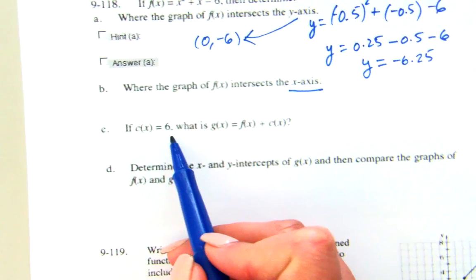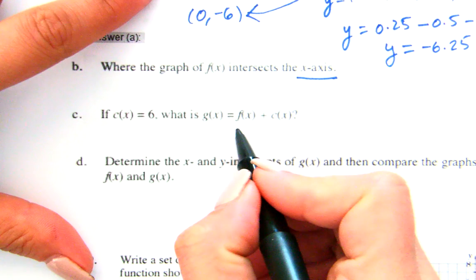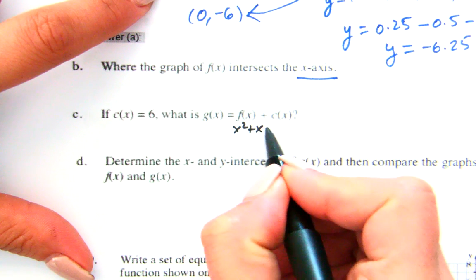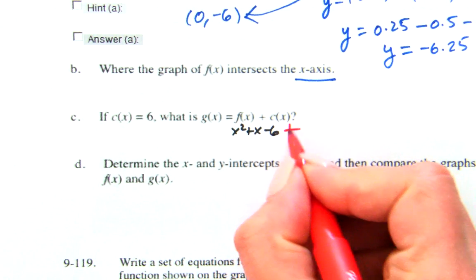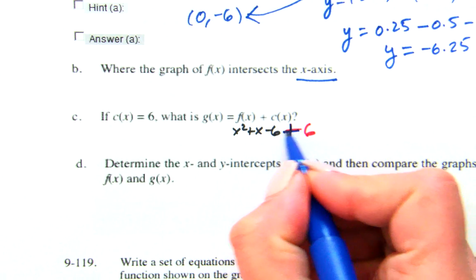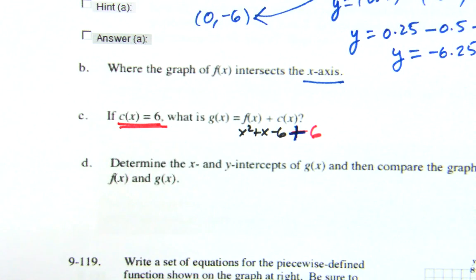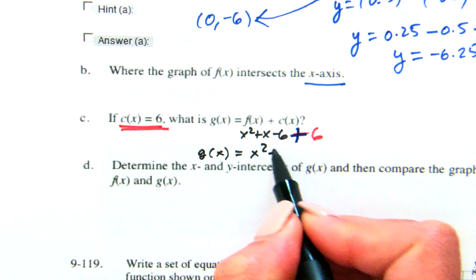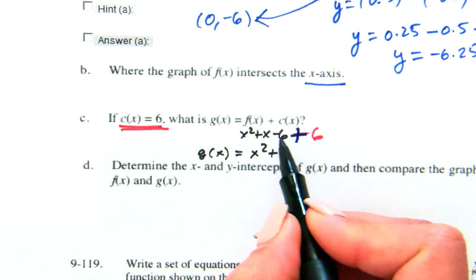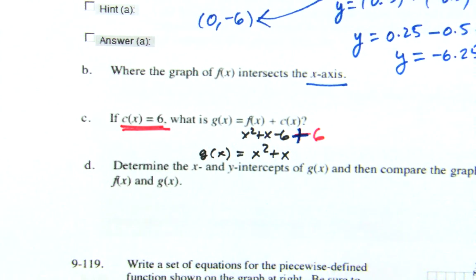Okay, and then it says if c of x equals 6, what is g of x equals f of x plus c of x? So we're really just combining functions here. So if f of x is x squared plus x minus 6, c of x is 6, so I'm going to add 6. I'm going to add 6 because c of x is 6 right here. So your final result is that g of x is equal to x squared plus x. Because -6 plus +6 goes away. You have a 0 pair there. So you have g of x equals x squared plus x.